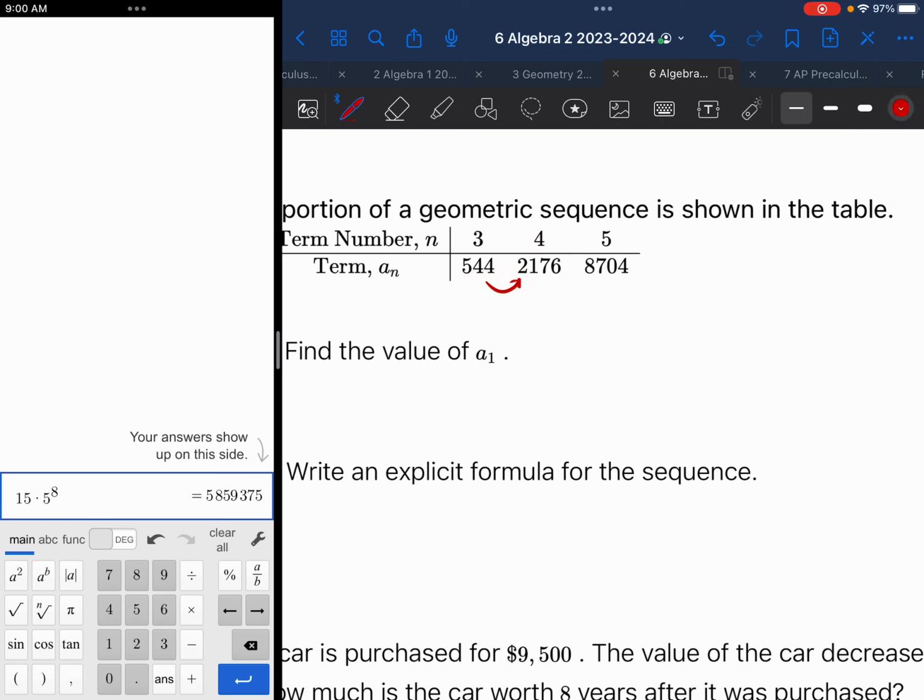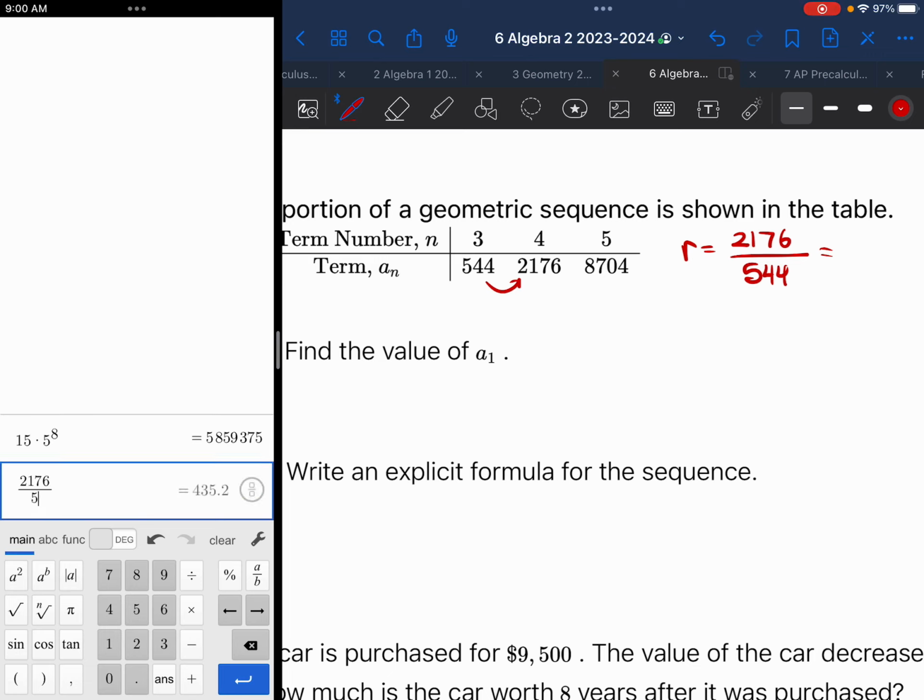So what I'm going to do on my calculator is type in my term right now, which is 2,176. And I'm going to write this down as well. To find my common ratio, I took 2,176 and divided by the term in front of it, 544. And the calculator will probably spit out like 4 or something, I'm guessing. So divided by 544, the common ratio here is 4. So we're ready to go.